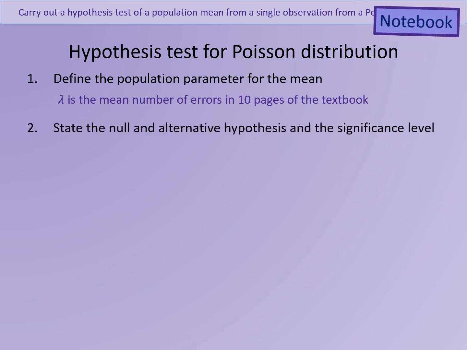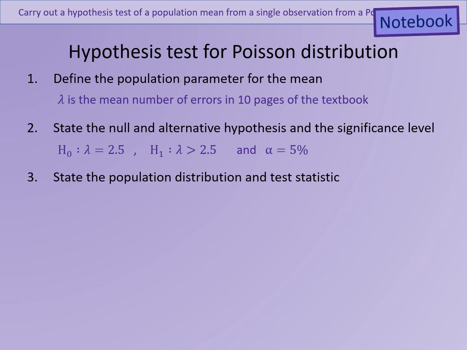You would then state the null hypothesis, the alternative hypothesis, and the significance level for your test. So in this example, the null hypothesis H0 was that lambda was 2.5. This was because there was a rate of one error in every 4 pages, 0.25, and we were looking at 10 pages. The alternative hypothesis for a one-tailed test would be that lambda was greater than 2.5. We would test this at a significance level of 5% or 0.05.